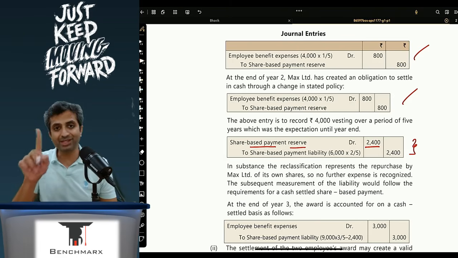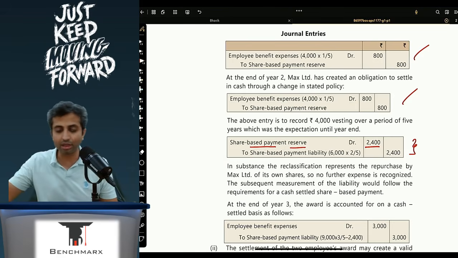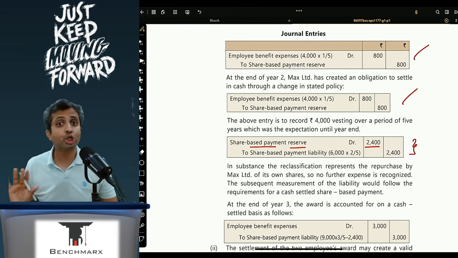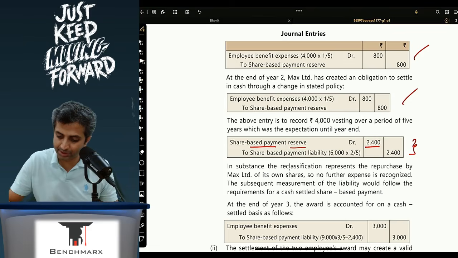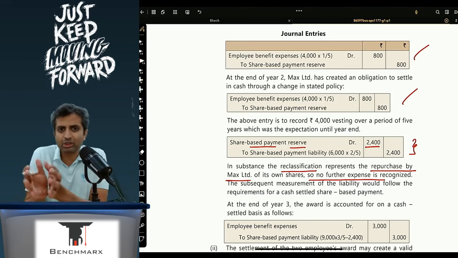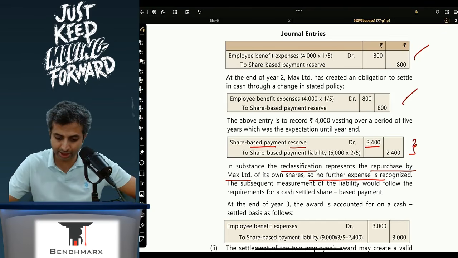The correct entry should be SBP reserve account debit 1600, reserves account debit, retained earnings or general reserve, whatever you call it, 800, to SBP liability. In substance, they have explained that reclassification represents a repurchase by Max of its own shares, so no further expenses are recorded in the P&L. Correct, so that 800 will go into the reserves directly.